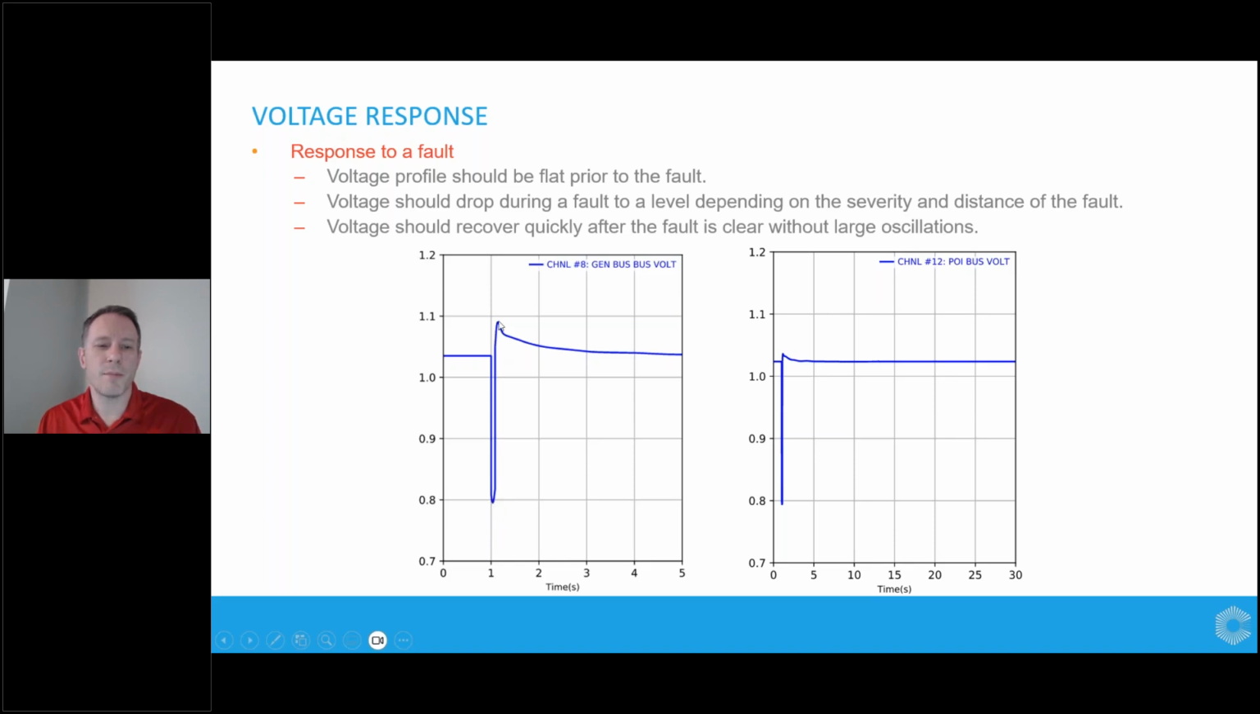It spikes back up as the generator tries to fix it, which we actually like to see because the generator should be trying to fix low voltage. And then it kind of gets its way back down to normal, and it settles out about where it started. The left graph is the actual generator. The right graph is the POI. So they both do the same thing. It's just a little bit more severe at the generator than it is at the POI.